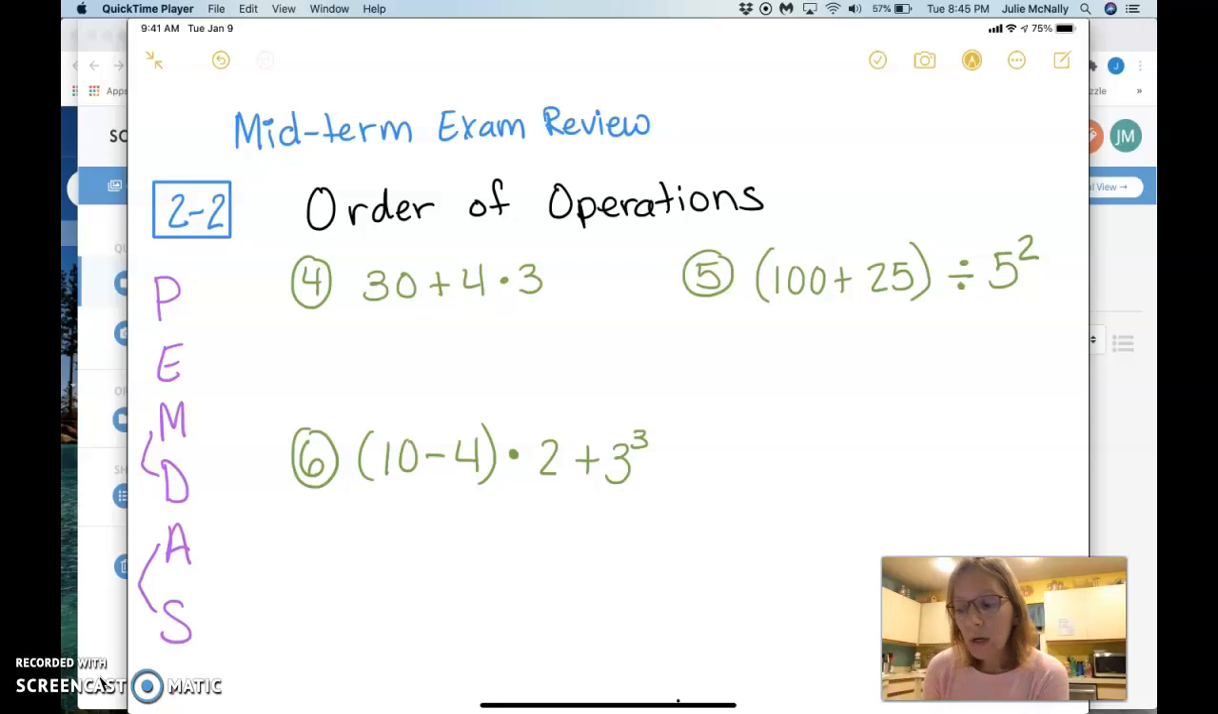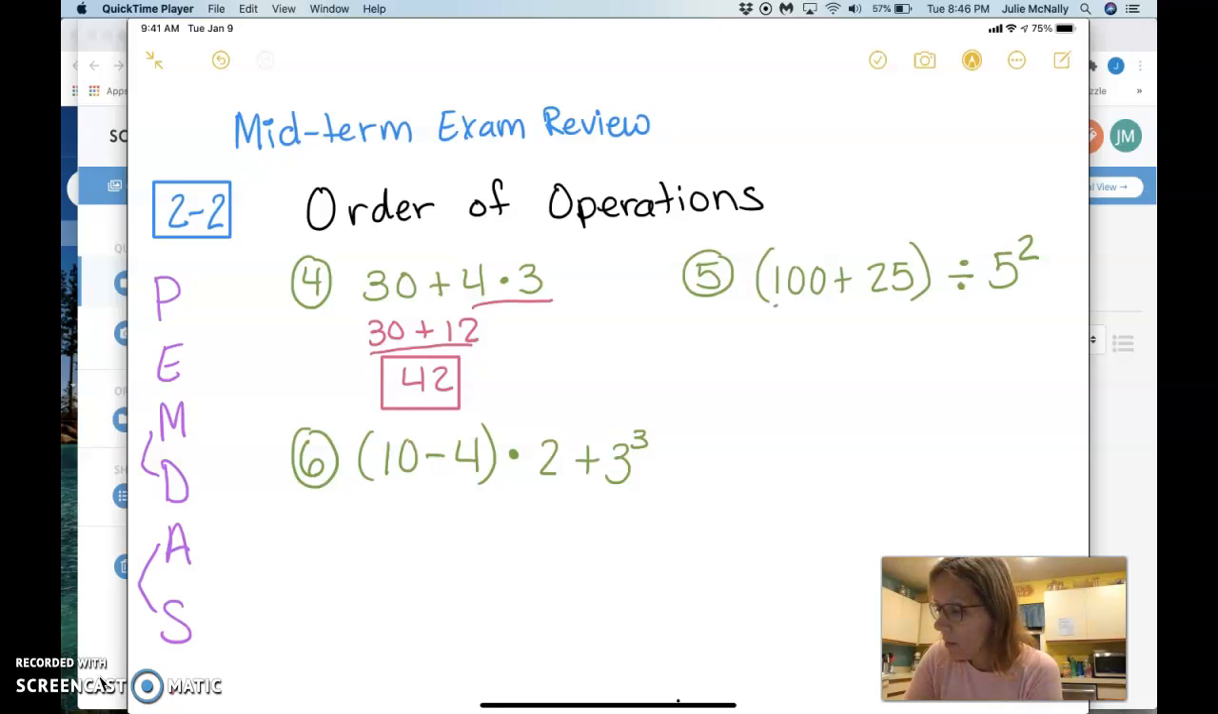So number 4 says 30 plus 4 times 3. According to order of operations, I have to do multiplication or division before I do addition and subtraction. So the first thing I'm going to do is 4 times 3. So I'm going to bring this 30 down. And 4 times 3 is 12. Now I can do that part, 30 plus 12, which is 42. And that's my answer.